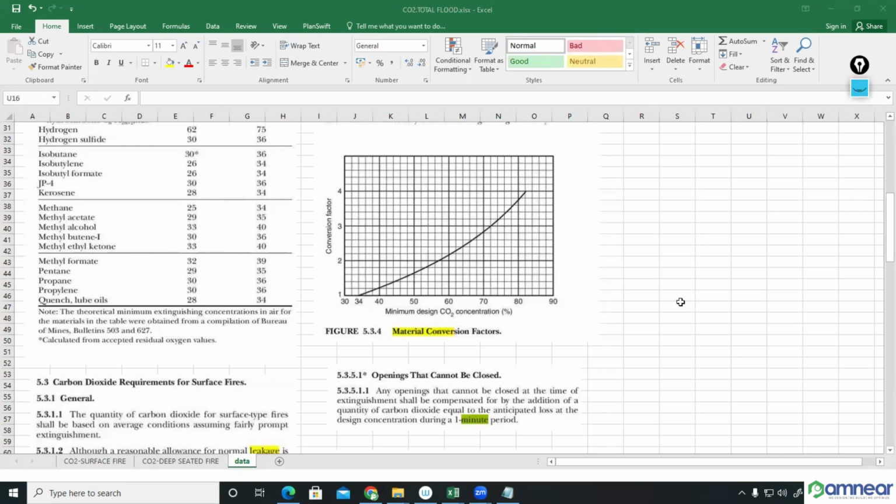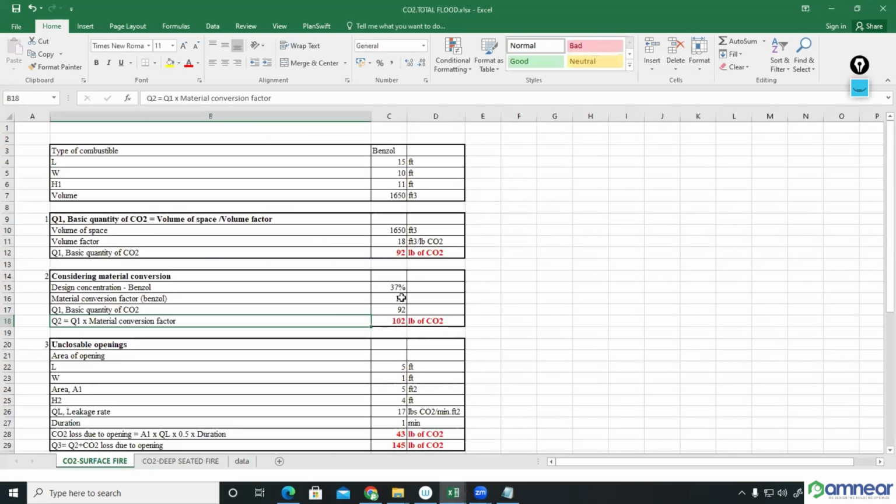Anyway, in our case, we need the material conversion factor since it is higher than 34. If this was 34, it would be 1 only, and you can neglect it. But our case is 37. So the material conversion factor is 1.1. Now you know the basic quantity Q1, 92. Now Q2 will be 92 into 1.1, basic quantity into material conversion factor, so you will get 101.2, let's say 102 pounds will be counted. So along with the basic quantity, we have added the material conversion factor.